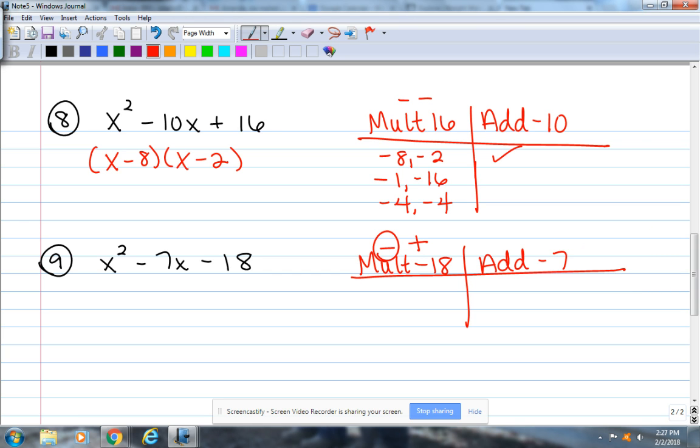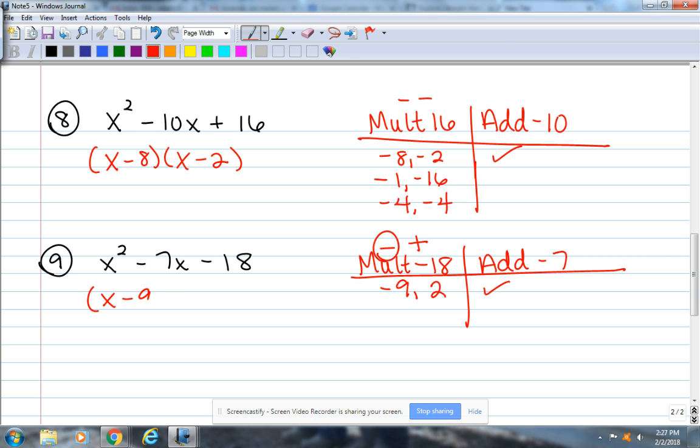So 9 and 2. Okay, so let's try 9 and 2. 9 and 2 makes 7 if added. Okay, so that needs to be a negative 9 and a positive 2. Does that make sense? So do those 2 multiply to get negative 18? Yes, ma'am. Do they add to get negative 7? Yes, ma'am.